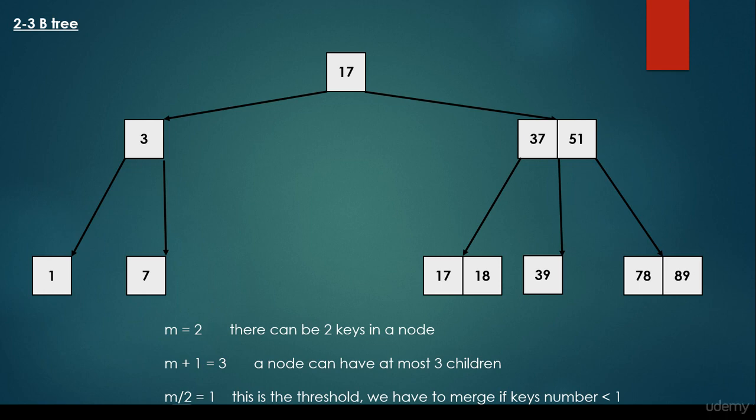In this case, the m is equal to 2, which means that there can be 2 keys in the node. M plus 1 is equal to 3, which means that a node can have at most 3 children. And m divided by 2 is equal to 1, so this is the threshold. We have to merge 2 nodes together if the key number is less than 1. Basically we say that this m is the order of the tree. So in this situation, this is a second order B tree.